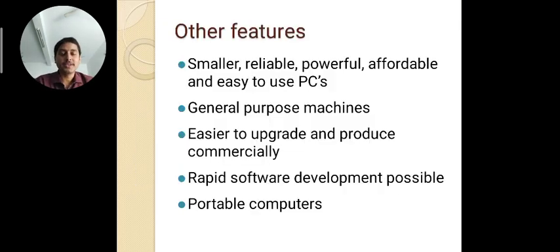Okay. Other features: it was smaller, reliable, powerful, affordable and easy to use. PC means personal computer. Personal computer, it was also portable and you can easily move from one place to another place. The computers of nowadays, the present era. General purpose machine means it was not designed for scientific and commercial use only. It was general purpose, means you can use it for anything. Easier to upgrade and produce commercially.